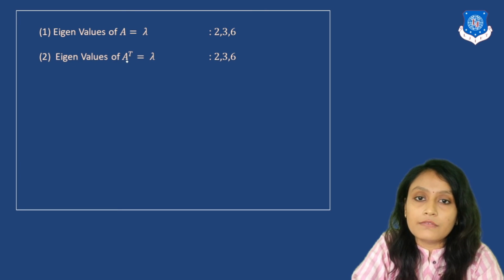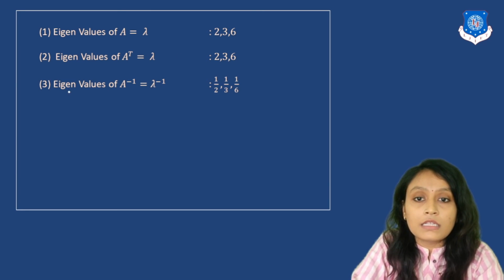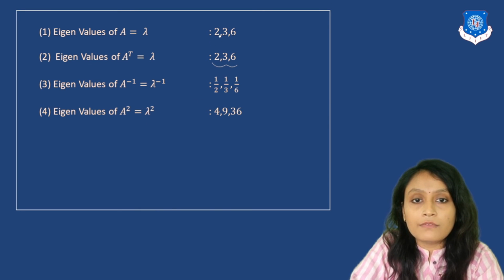Now we will find the eigenvalues of A transpose. So here we will use the properties. The eigenvalues of A transpose are the same as lambda, that is 2, 3 and 6. Next, the eigenvalues of A inverse, that is lambda inverse, that is 1 upon lambda. So the answer will be 1 upon 2, 1 upon 3 and 1 upon 6. Next, the eigenvalues of A square will be lambda square. So we just have to square these, and you will get 4, 9 and 36.